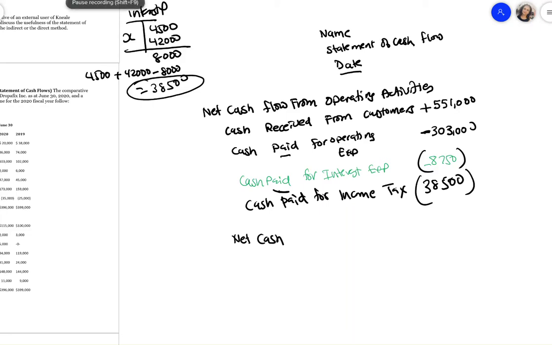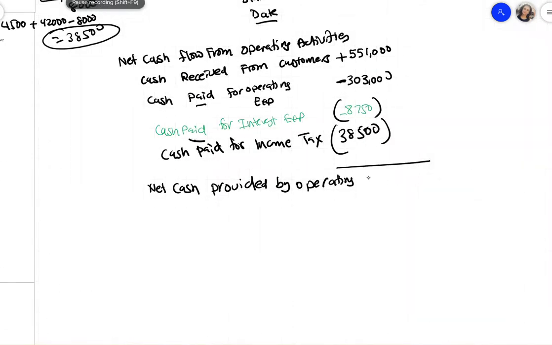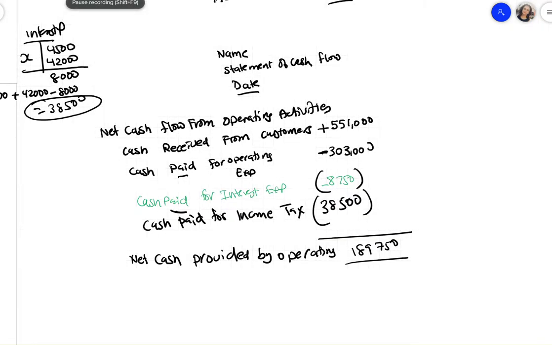Net cash could be used or it could be provided. So in this case, it could be both. In this case, we're going to say net cash provided. So it will be net cash provided by the operating activities. So the cash provided by the operating activities, you add and subtract, and then you will get a number, and that number will be 189,750.